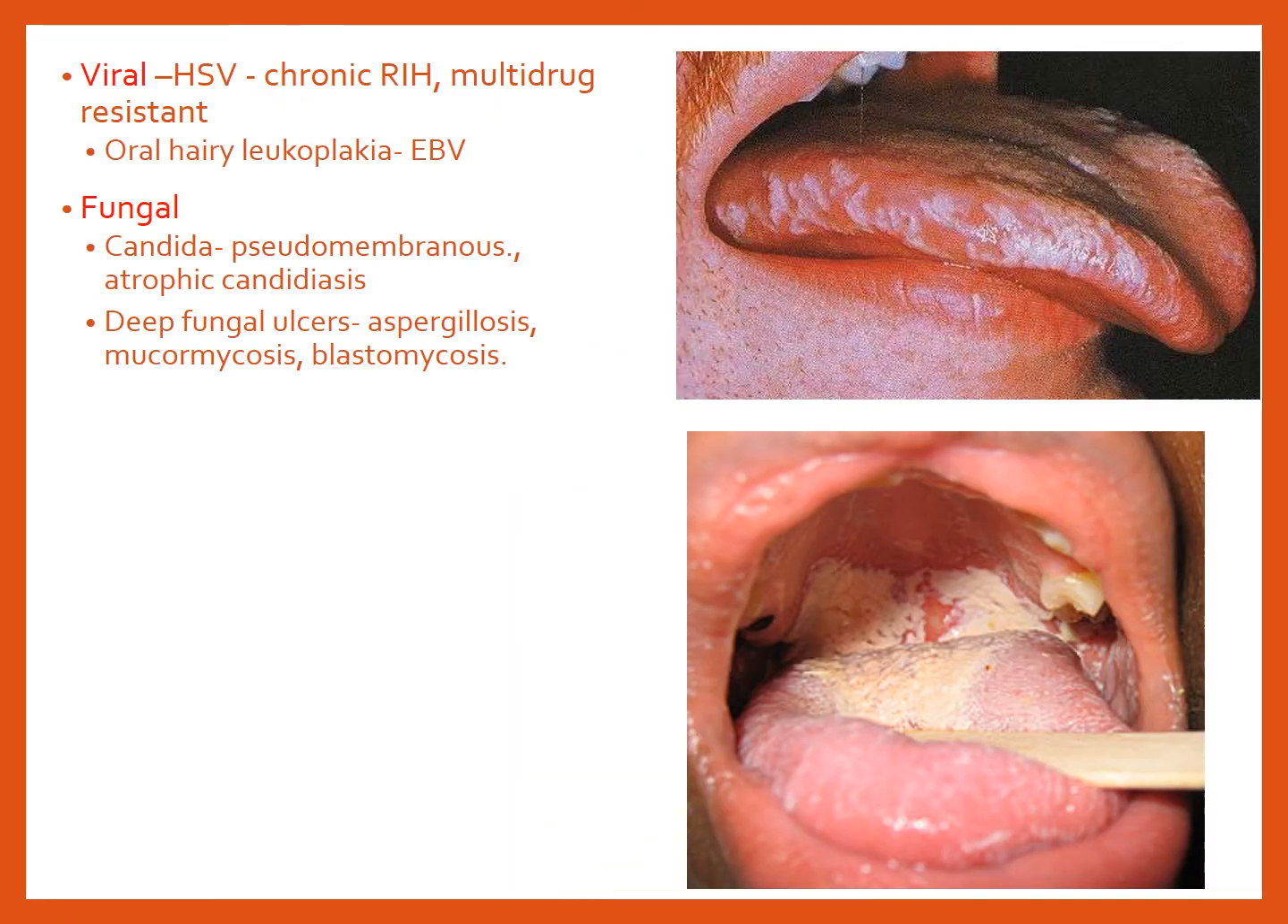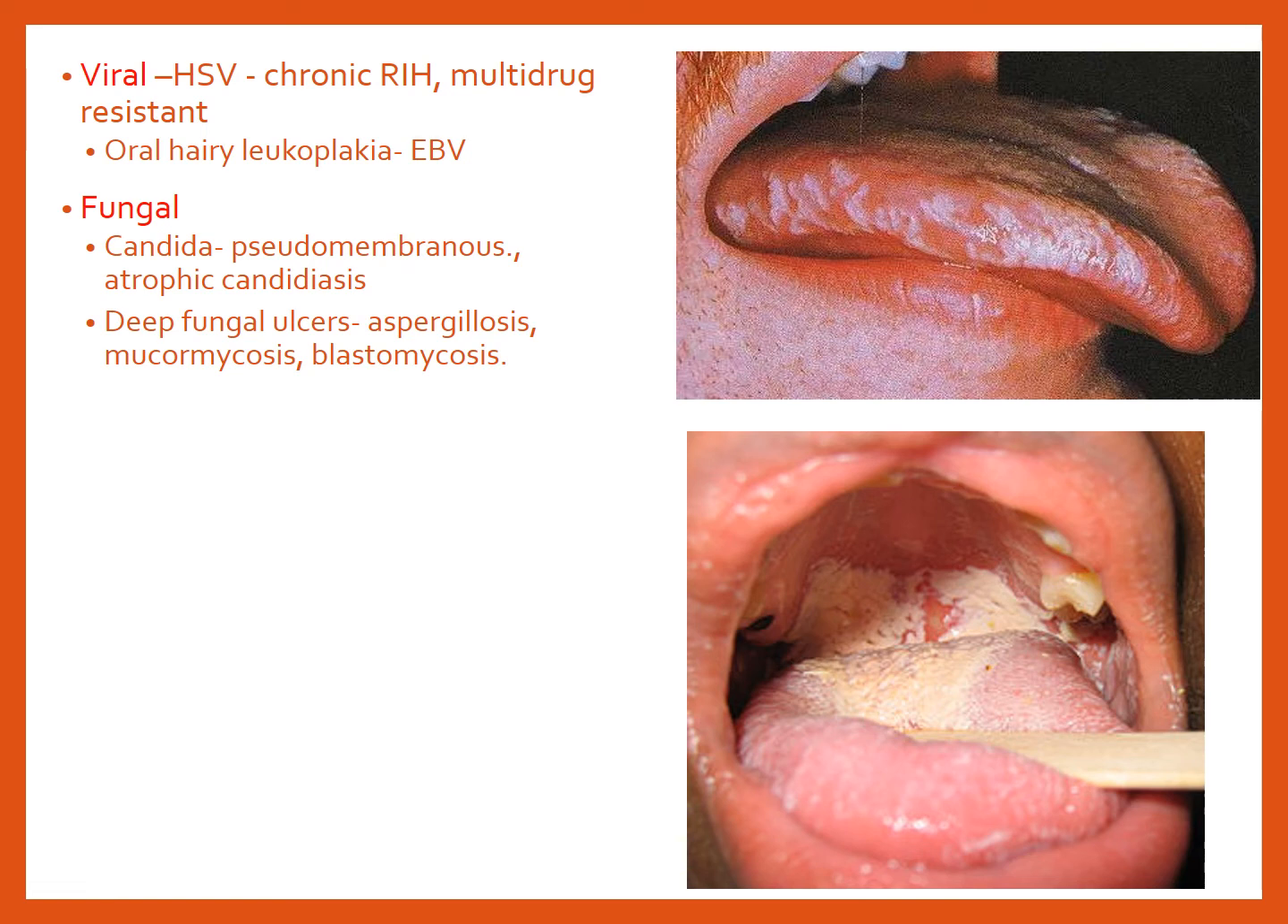Viral infections that are seen in transplant recipients could be herpes simplex virus or chronic recurrent intraoral herpes, and the multi-drug resistant variety of herpes simplex viral infection, as well as oral hairy leukoplakia, which is caused by Epstein-Barr virus, as seen in the picture here, which is commonly seen as a white non-scrapable appearance on the lateral border of the tongue.